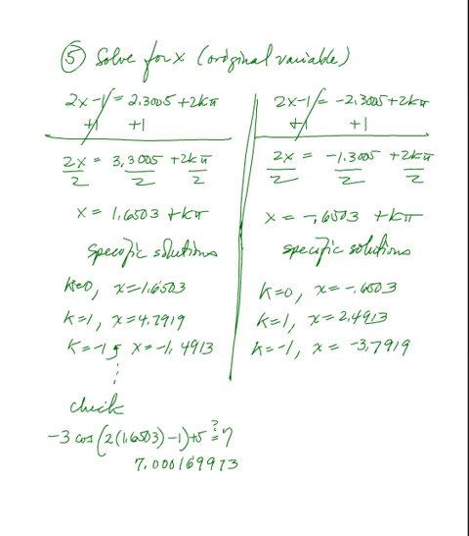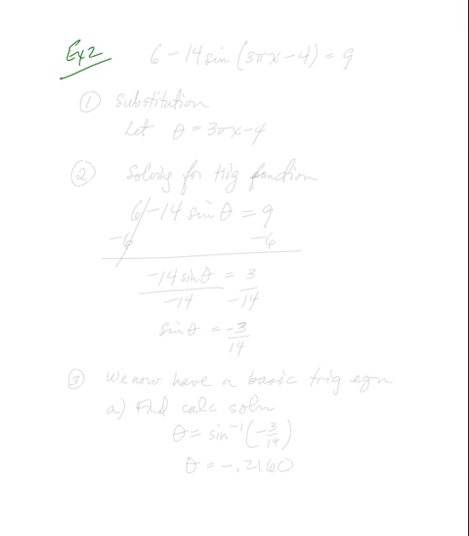Now let's go ahead and look at our second example. And that's going to be 6 minus 14 sine of 3 pi x minus 4 equals 9. That looks nasty enough, doesn't it? Alright, so number 1, substitution. Alright, so obviously you've got a very complex argument. The argument is what's coming into the sine. The argument is 3 pi x minus 4. You really need it to be simple. So we're going to say let theta equal 3 pi x minus 4.